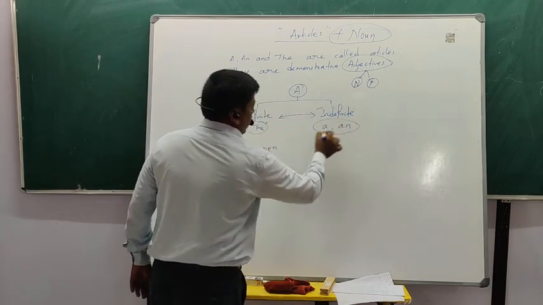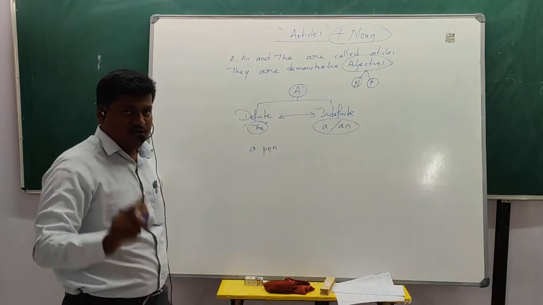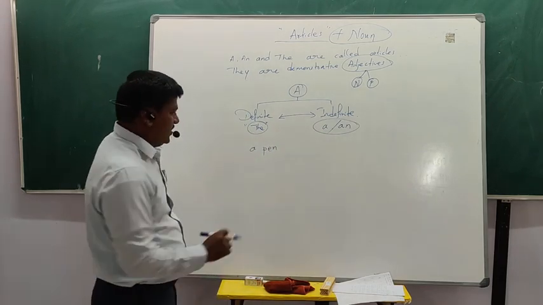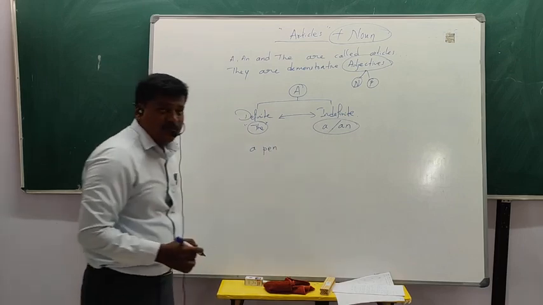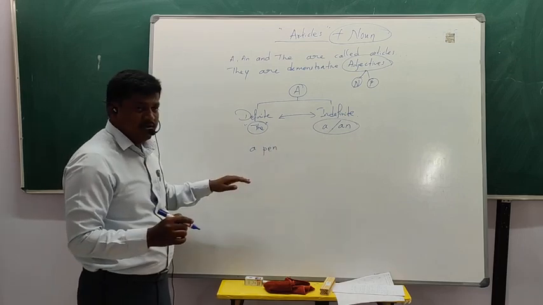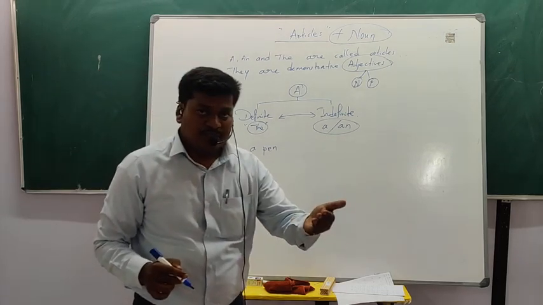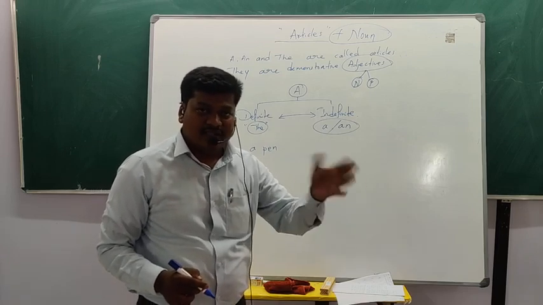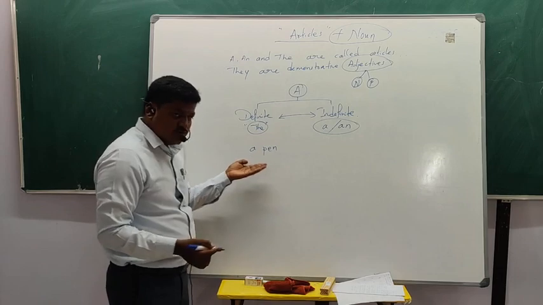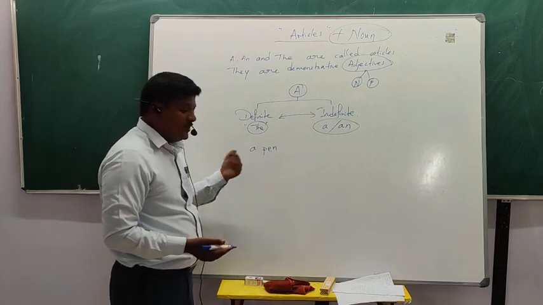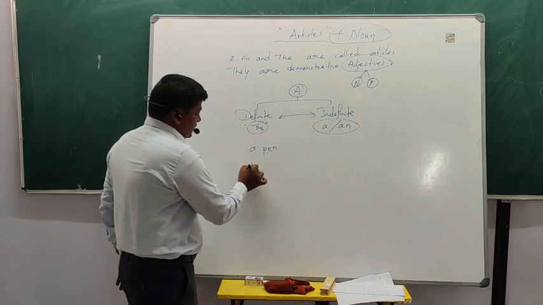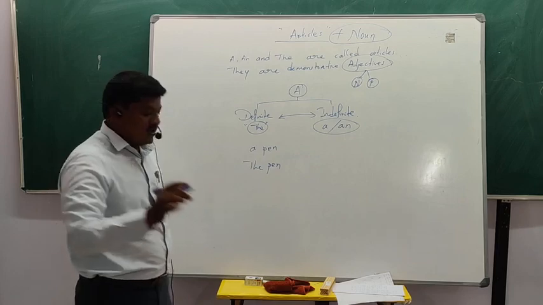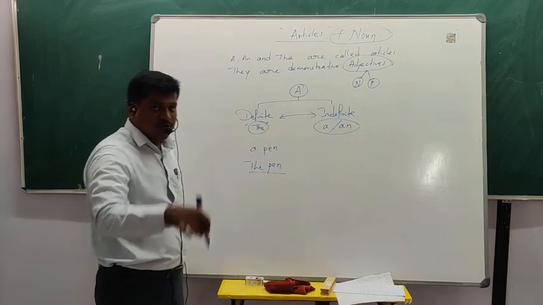A and an, both are the same, and the meaning is one. It gives a numerical sense of one. A pen here is indefinite. Suppose you go to a shop to purchase a pen: give me a pen, a good pen. It is indefinite at that time. But when you came to school and then came back to your house, it becomes definite. Give me the pen. Here, the pen is definite. It is a particular pen you have to give.